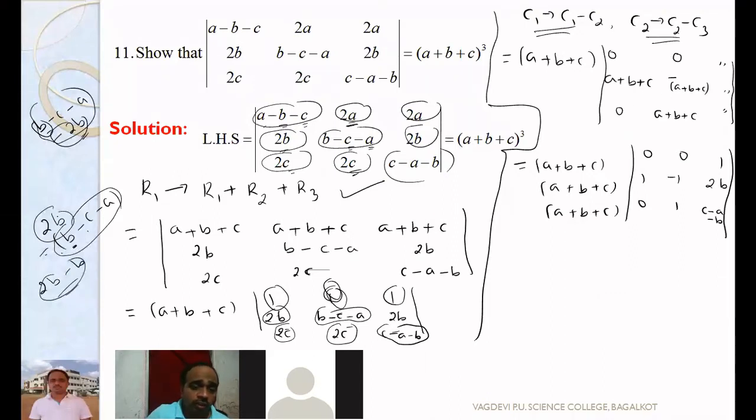Some rough work you have to do in the margin, because you have to subtract 2B minus of B minus C minus A. A plus B plus C minus of that. So when you are subtracting, put a bracket and do the rough work in the margin. Sometimes you get minus into minus, minus into plus. So all those things you have to do in the margin. It's the rough work. Then you write the answer here in the determinant. So take A plus B plus C common factor from the first row as well as from the second row.